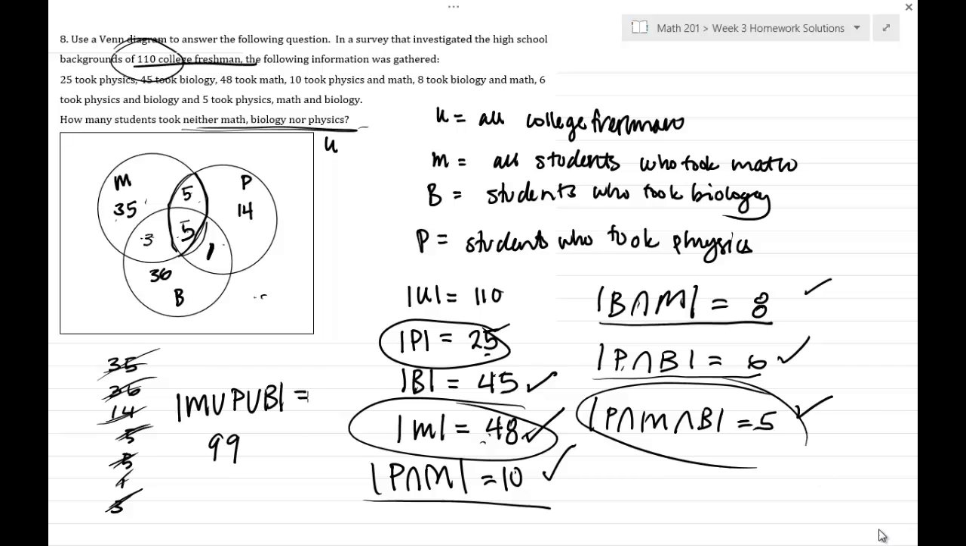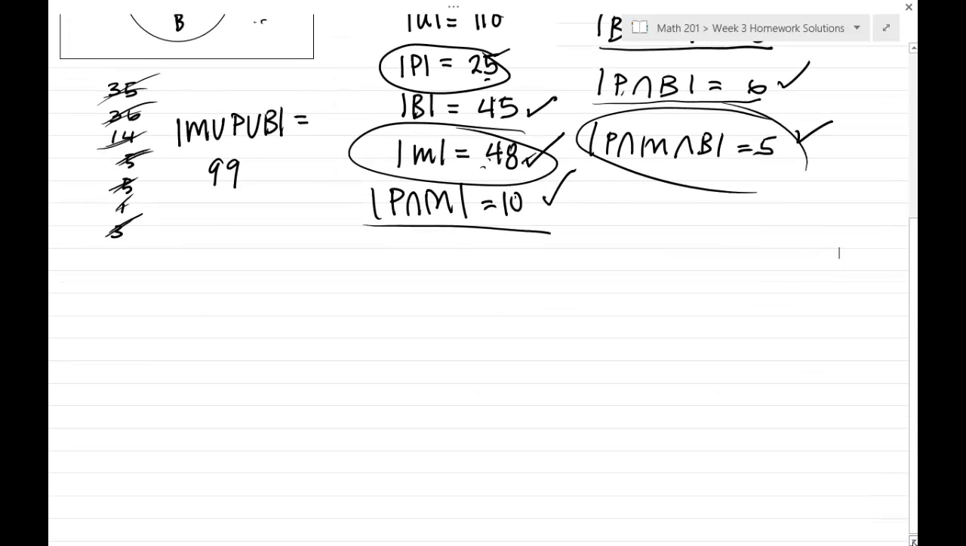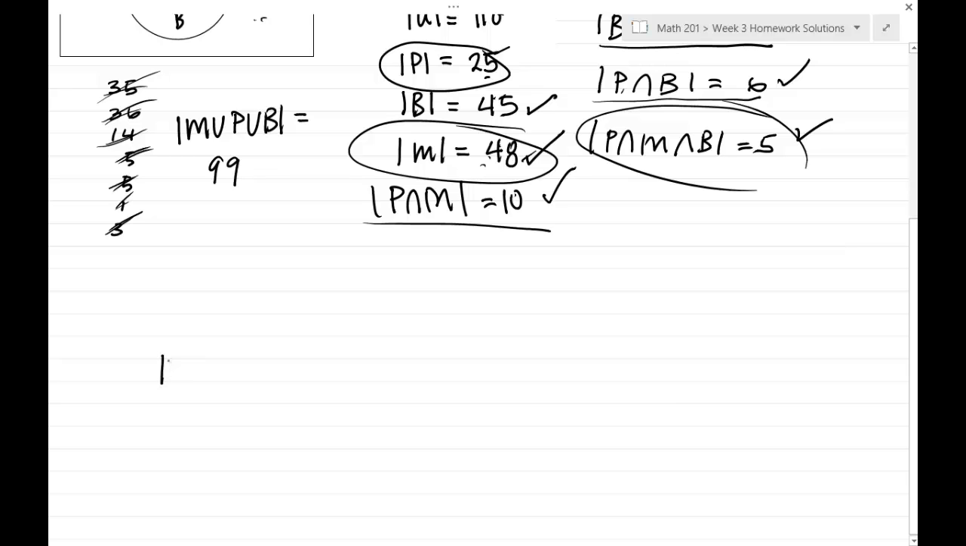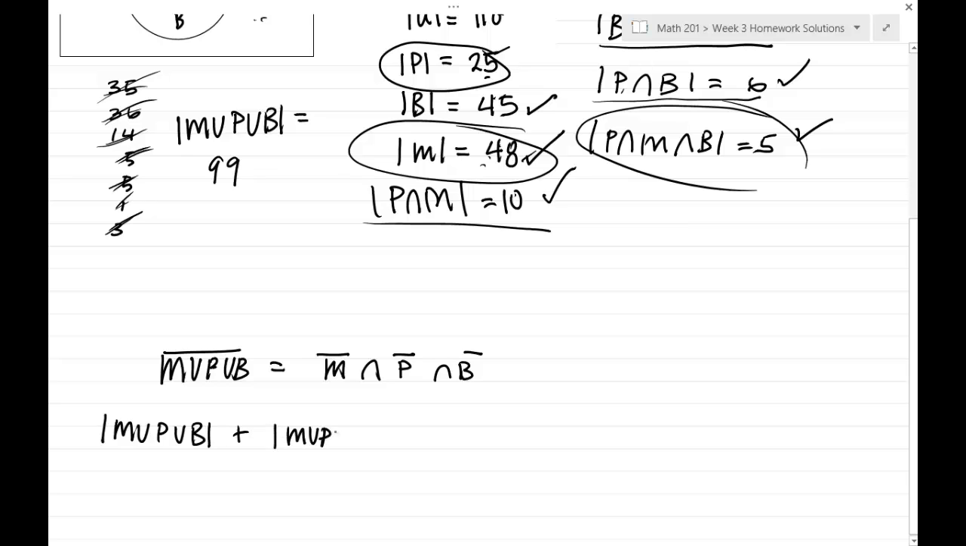So if I'm trying to say not math, not biology, not physics, that's actually the complement of the union of these three sets. And the reason is just because of De Morgan's law. So we've got M complement intersect P complement intersect B complement. So I know that a set plus its complement is going to give me the size of the universal set, because no matter what element I choose, it's going to live in a set or its complement. So if I add those two up, I get to my universal set.